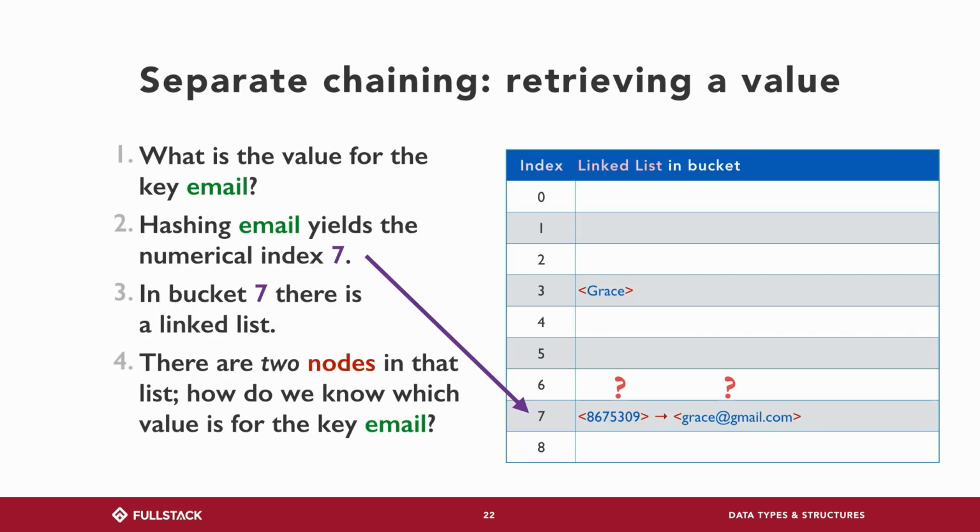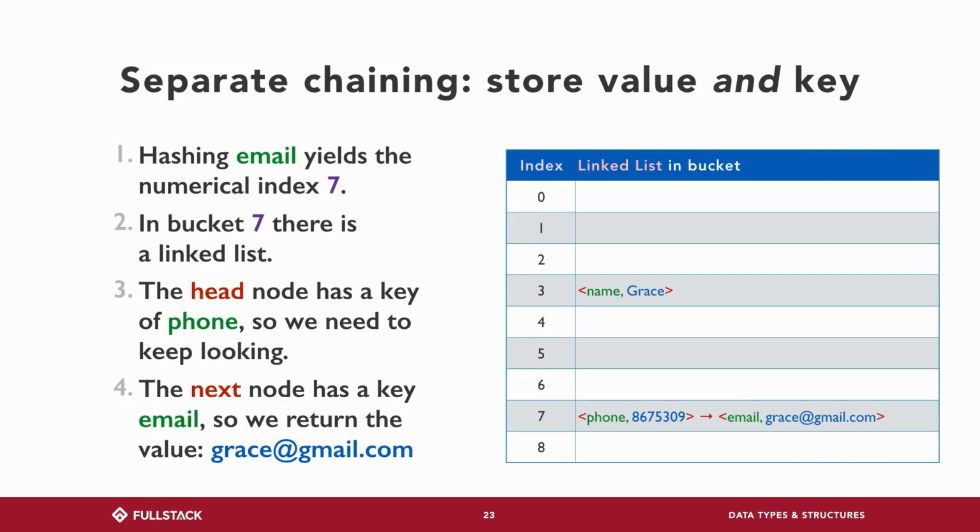Try to think for a moment about how you might solve this. One possible solution is that we could store both the key and the value. So let's see what this looks like. We'll hash email, which will yield the index 7, and in bucket 7 we'll see that there is a linked list. The head has a key of phone, so we know that's not our key email, so we'll keep looking. And then the next node has a key of email, so we'll be able to return the value, grace@gmail.com.